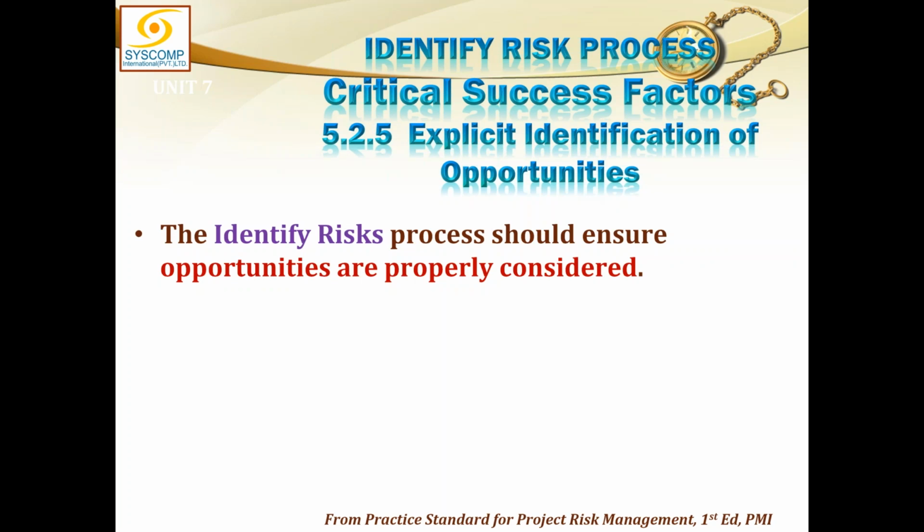Then there is explicit identification of opportunities. As we identify threats and are more inclined towards identifying threats, we must always give some time to identify the opportunities. The identify risk process should ensure opportunities are properly considered. Therefore, in every risk identification process, let us divide it into two parts. Maybe you start with opportunities first, and then you go on to threats. Do not mix them both. Especially when you have the normal progress update meeting along with the project risk meeting, after the progress meeting you must start the risk meeting with opportunities. And once the opportunities have been discussed, then you can move on to threats. And that will also handle the change of mood.